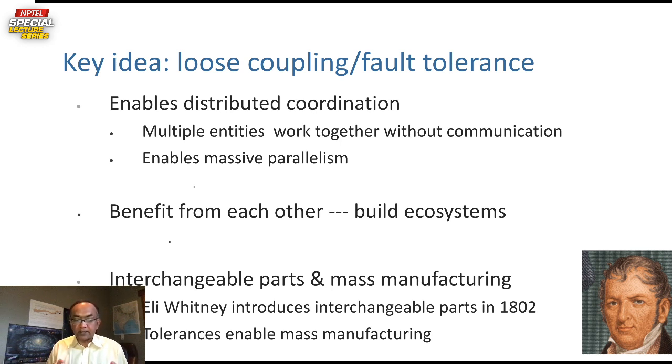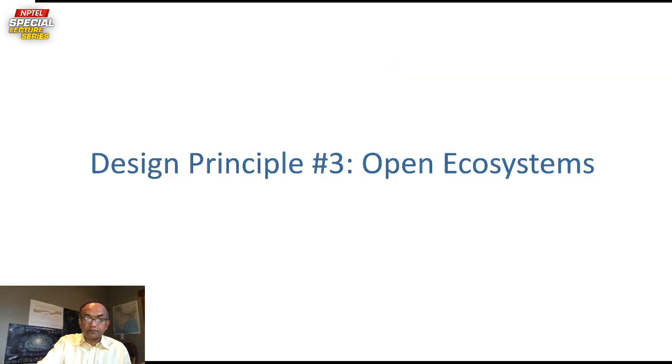And what tolerance does is it enables mass manufacturing, which means that one company can make part one and another company can make part two. And so long as they meet the tolerances, a third company can assemble them. The first large scale example of this was Henry Ford's Model T. His assembly line was fascinating because it was the first example, at least at that scale, where so many different companies contributed the parts. Fault tolerance and tolerances in general enable mass manufacturing and mass scaling out.